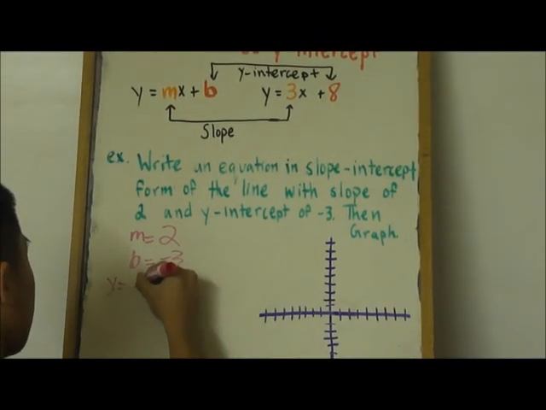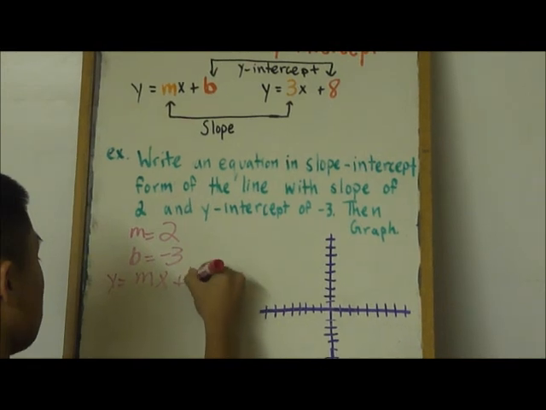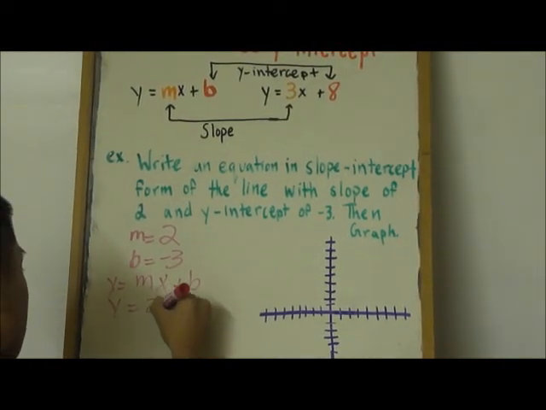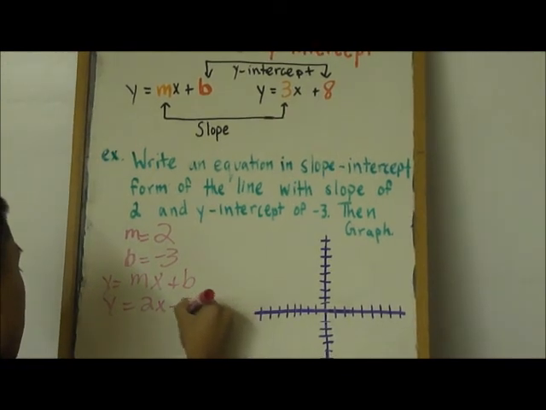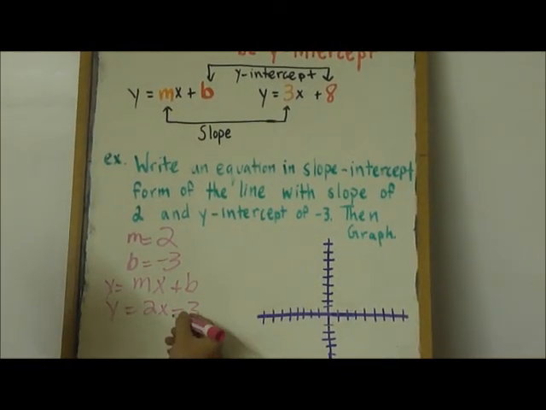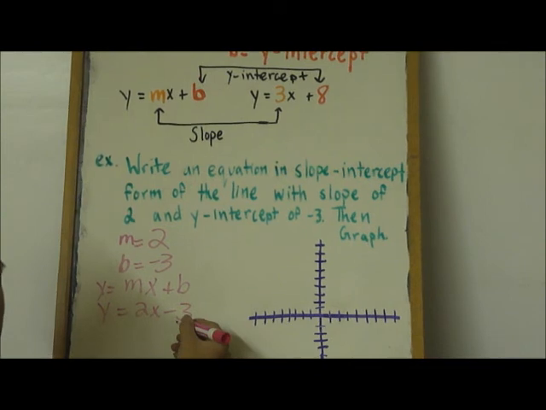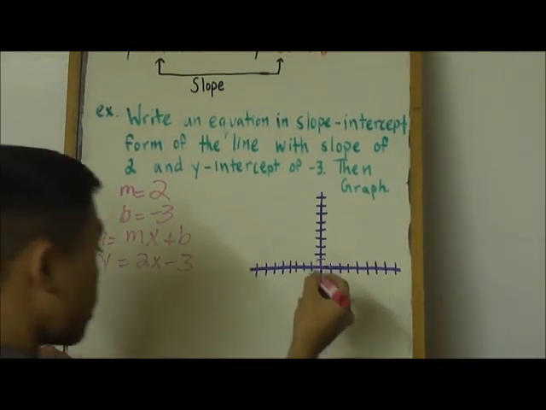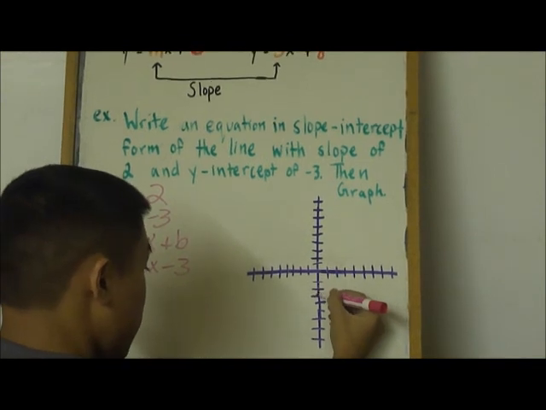Let's take it back to the original equation, y equals mx plus b. Now you just plug it in. Y equals 2x minus 3. Since -3 is the y-intercept, you can use that as a starting point when you graph. So let's mark it there.